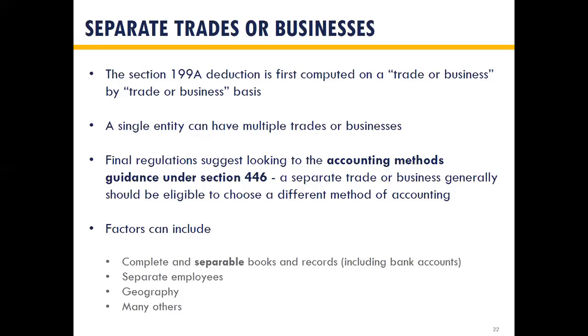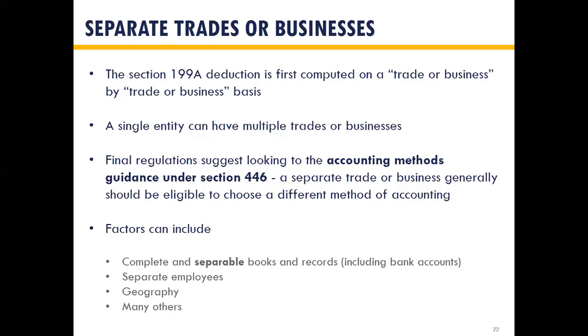Well, the IRS says you look to existing guidance for having a separate method of accounting under Code Section 446, and we don't have to get technical with the code section, but the factors, knowing that you have a separable trader business, are: are there complete and separable books and records? And notice the word separable doesn't mean separate, it says separable, which would seem to say capable of being separated. Separate employees, geography, no doubt many other factors in play there too, to identify a separate trader business.